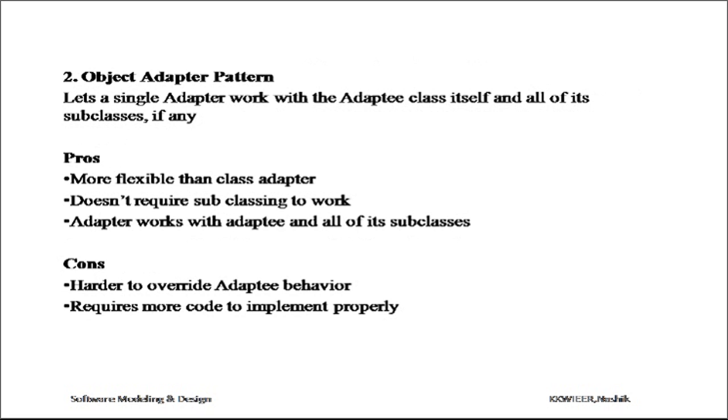The second type is the object adapter pattern. A single adapter can work with many adaptees, that is, the adaptee itself and all its subclasses. The adapter can also add functionality to all adaptees at once. It makes it harder to override adaptee behavior. It will require subclassing the adaptee and making the adapter refer to the subclass rather than the adaptee itself.